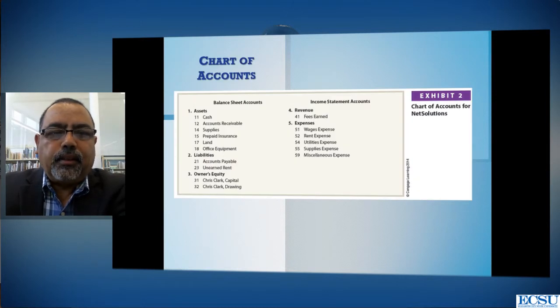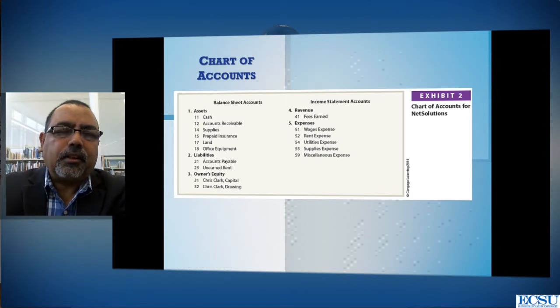Now, this is a typical example of the chart of accounts, and as you can see, all assets are listed starting with 1. So that means you can see cash is 11, accounts receivable 12, supplies 14, prepaid insurance is 15, and so on and so forth. So all assets will always start with a 1 digit, and liabilities we always quote starting with 2, owner's equity with 3, revenues with 4, and expenses with 5. So that is one of the characteristics that you have to understand about the chart of accounts.